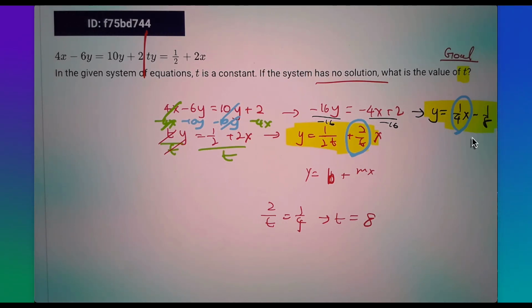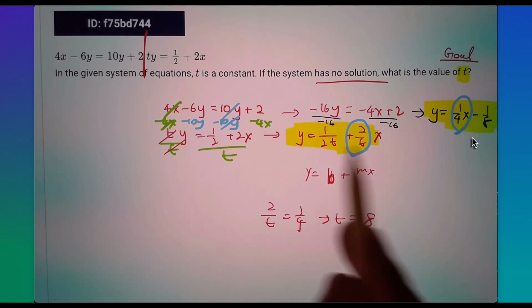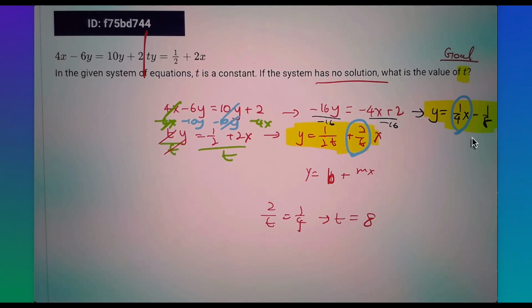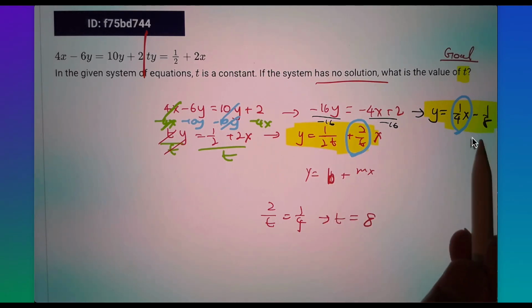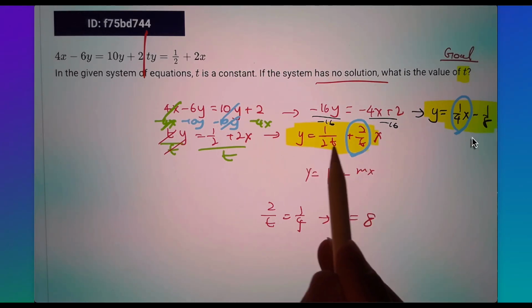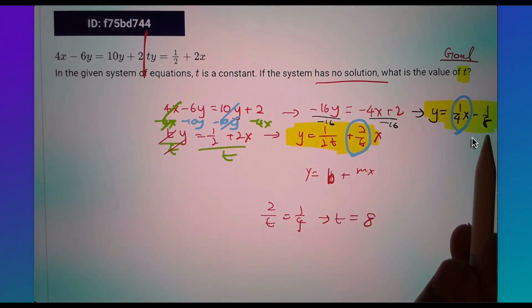Now how can we be so sure that this will give you no solution instead of infinitely many solutions? For that, we can check the y-intercept and see if they're not equal. They should not be, otherwise the problem itself would be designed flawed. So when I plug in 8 here, I get 1/16. And there's no way that 1/16 can equal negative 1/8.